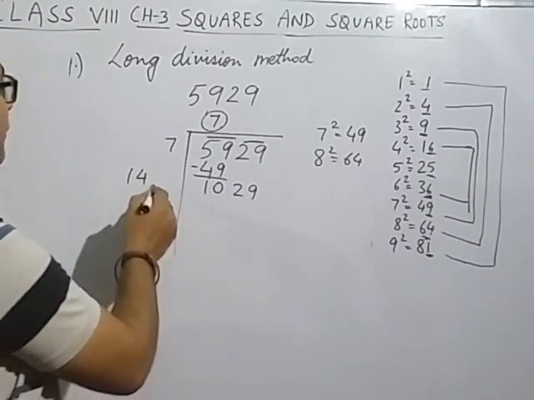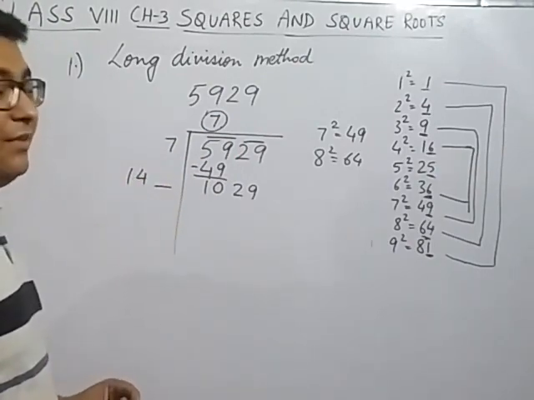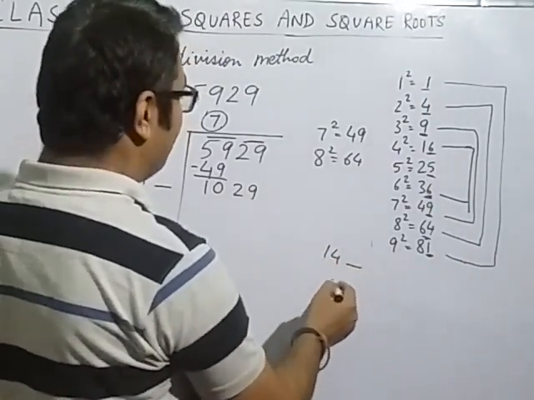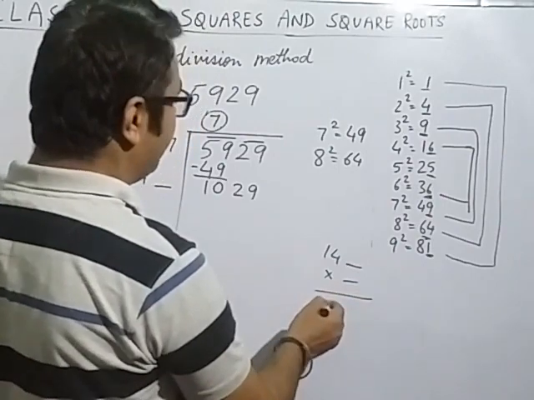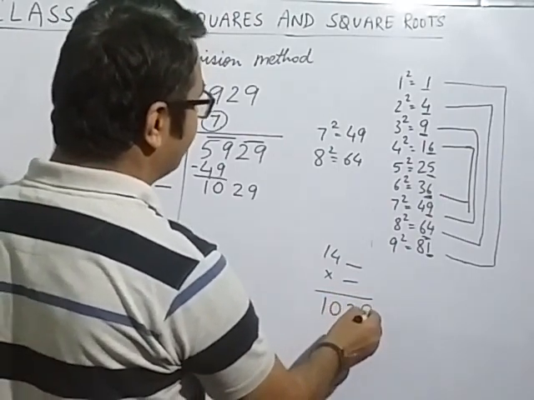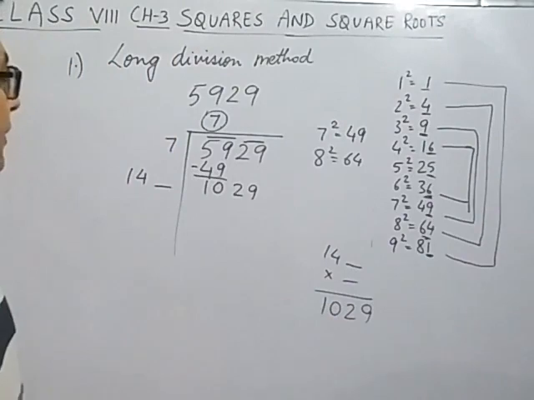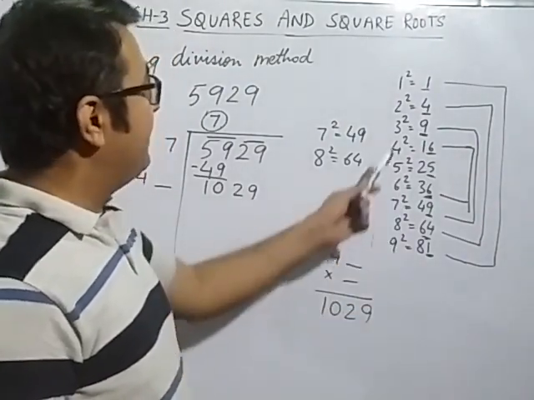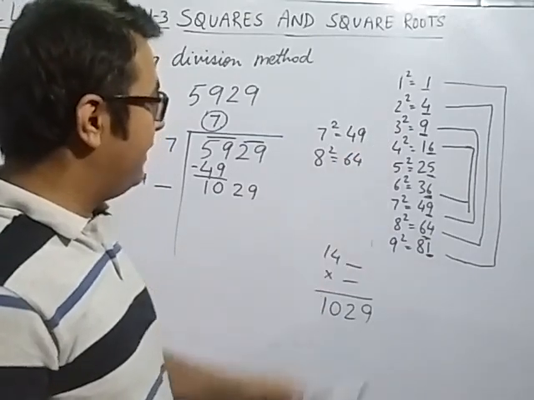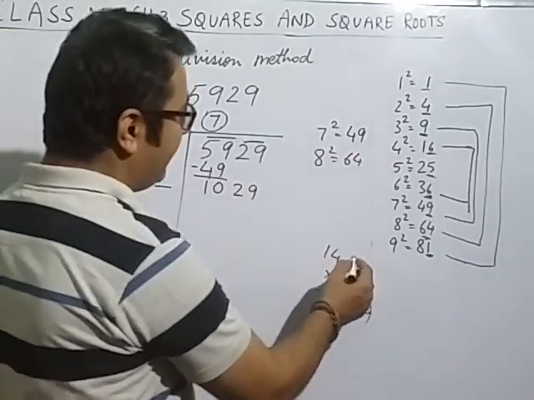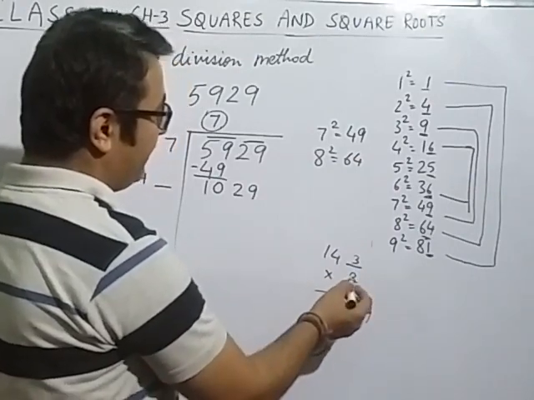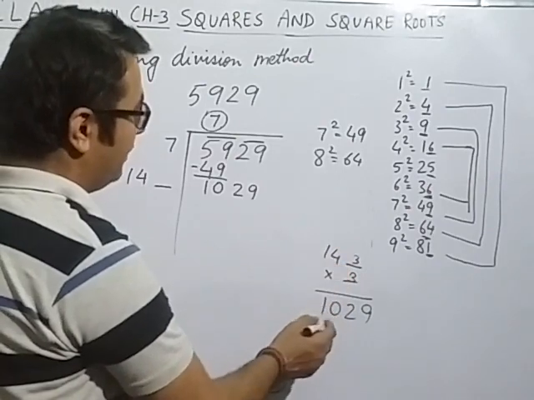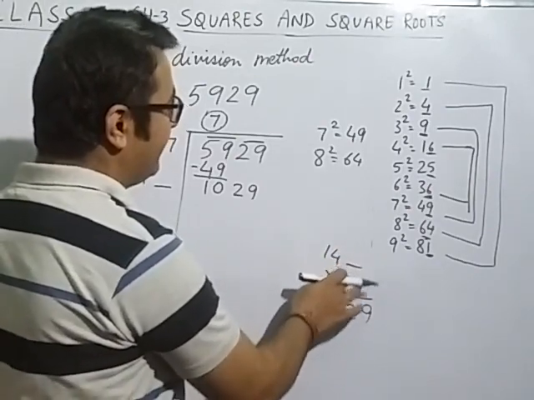Now I will think which number I should take with 14 blank, so that the answer is either 1029 or close to it. So we know that when the unit digit is 9, then the number can be either 3 or 7. So let us multiply by 3 first and then by 7. 3 3s are 9, 3 4s are 12, 3 1s are 3 and 1 is 4. So it is not coming. So we'll take 7.